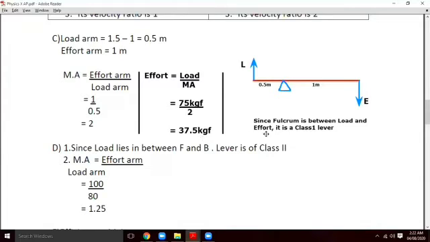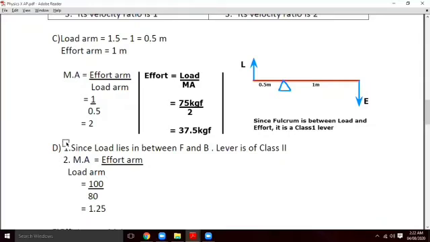The next part of the question is explain or state the type of lever. Now, since the fulcrum is between the load and the effort, this is a class 1 lever. If you've answered all these questions correctly, you can give yourselves 2 marks.